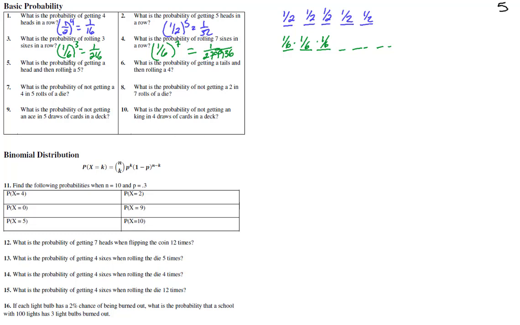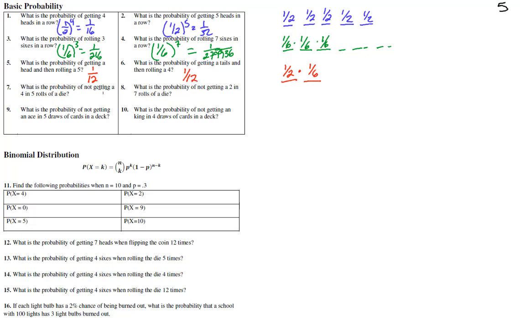Okay, what is the probability of getting a head and then rolling a 5? So getting a head is a 1/2 probability, and rolling a 5 is a 1/6 probability. If we multiply those two together, that is 1/12 probability of getting it. What's the probability of getting a tails and then rolling a 4? Well, that's going to be 1/2 times 1/6 again. That's 1/12. Okay, that wasn't so bad.